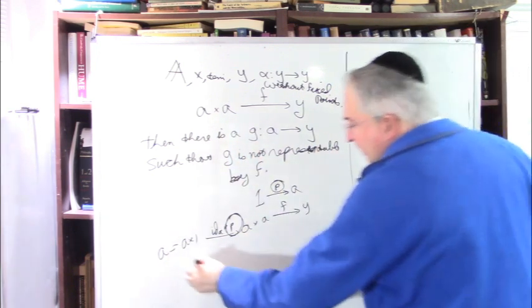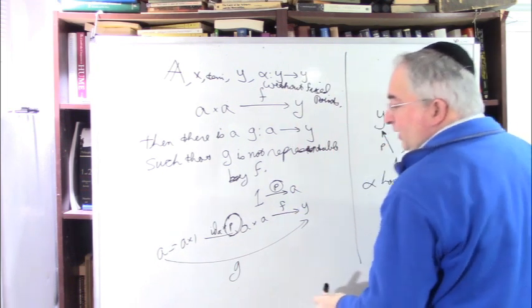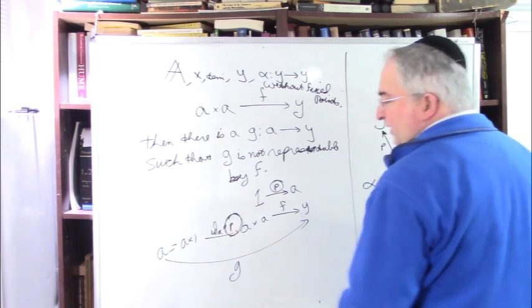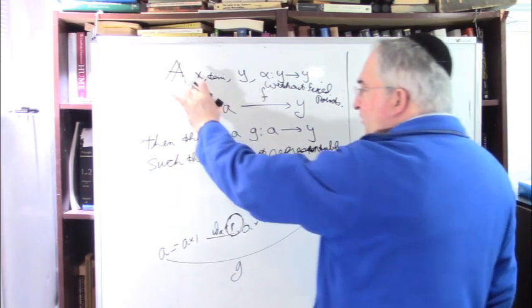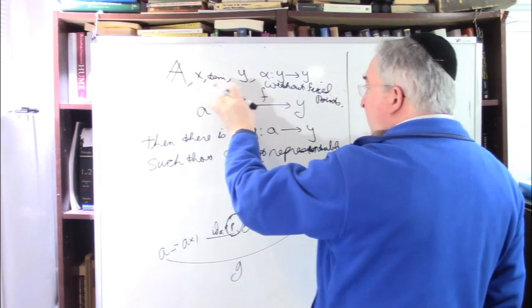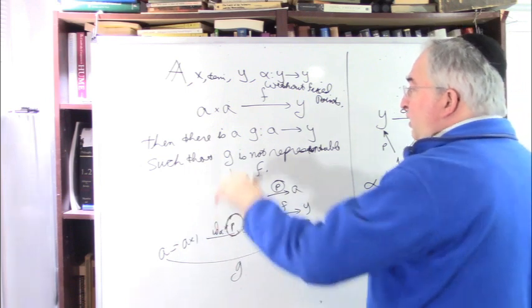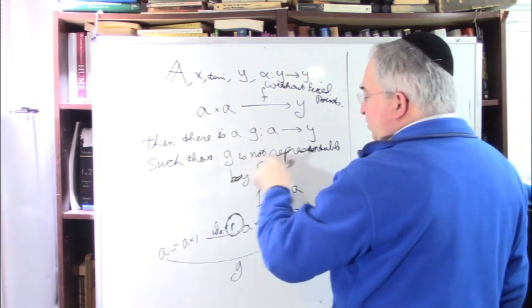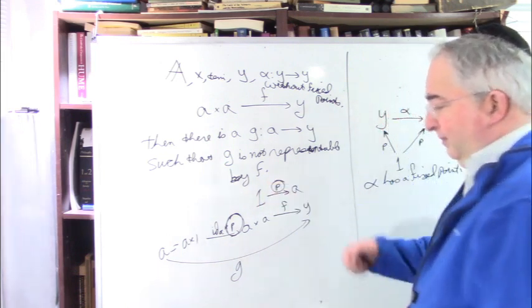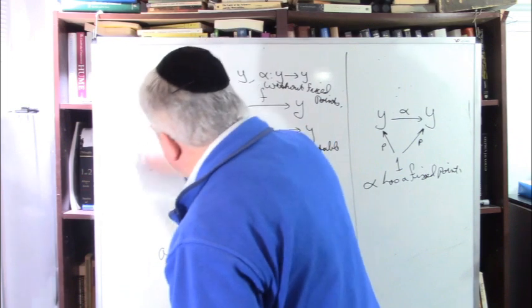So let's put it like this. Here's a G, and here's your F, and it's built up like that. Let's go through this again. Given a category X with products, with a terminal object, and a map without fixed points, and you have this map, then there is a G such that G is not representable by F. And I'm going to show you what this G is, and I'm going to show you why it's not representable.